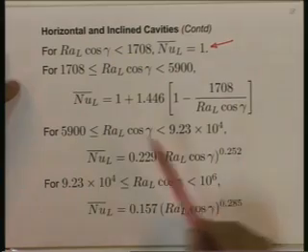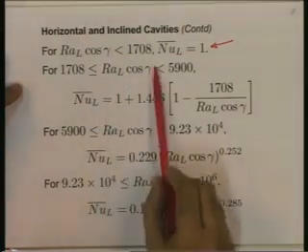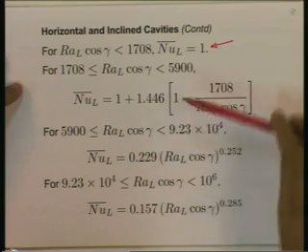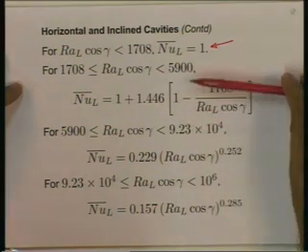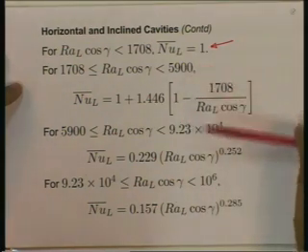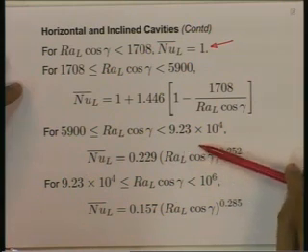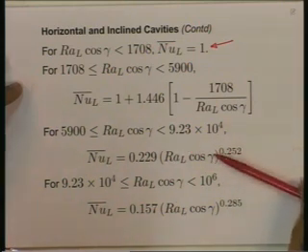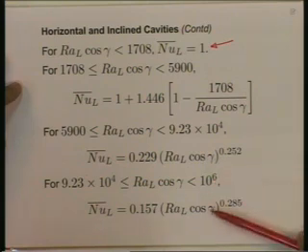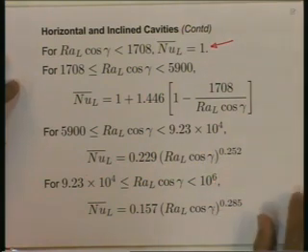Then for different values of the parameter Rayleigh number into cosine of gamma, we have different correlations up to 5901, then up to 9.23 into 10 raised to 4 another, and up to 10 raised to 6 a third one. We will solve a problem based on this soon. For vertical cavities, there is a correlation by L.